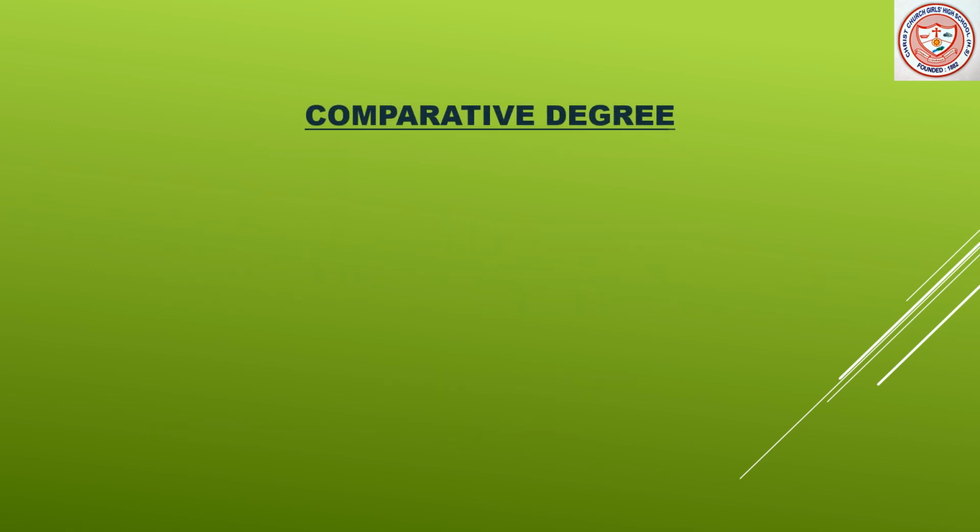Now, we will be talking about the second type, comparative degree. The comparative degree of an adjective denotes a higher degree of the quality than the positive and is used when two things or sets of things are compared. Example: Shumita is cleverer than Mary. In this sentence, cleverer is an example of comparative degree because it is making a comparison between Shumita and Mary.